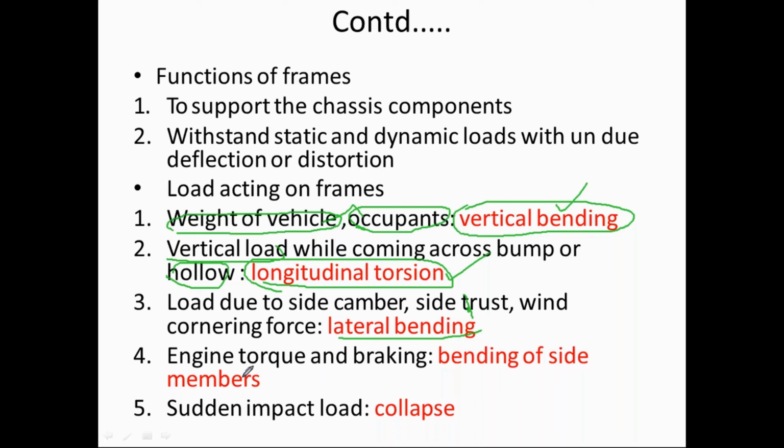Again, lateral bending will occur in the chassis due to engine torque and the braking system. The bending of side members may take place because when you accelerate a vehicle, the maximum load is transferred towards the back of the chassis, the rear overhang we call it. Or when we brake from a high speed to a lower speed, that time the front overhang of the chassis will be loaded. So bending may take place in the different side members.